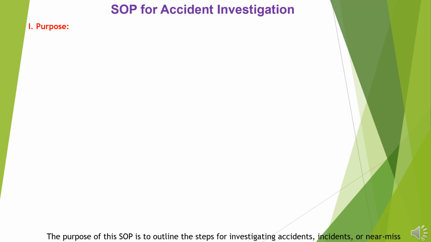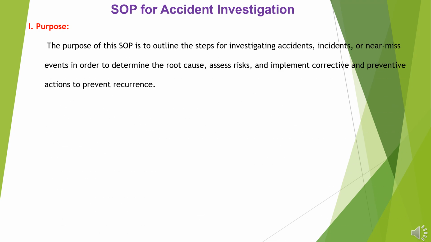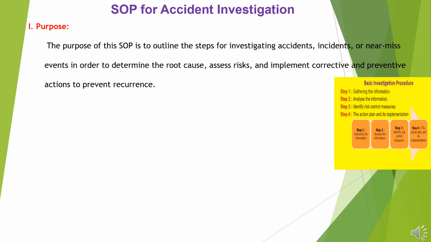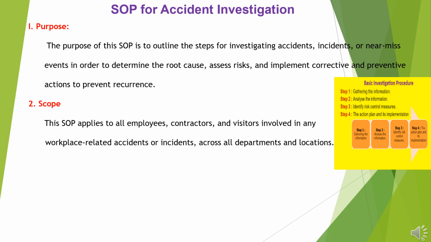1. Purpose. The purpose of this SOP is to outline the steps for investigating accidents, incidents, or near-miss events in order to determine the root cause, assess risks, and implement corrective and preventive actions to prevent recurrence. 2. Scope. This SOP applies to all employees, contractors, and visitors involved in any workplace-related accidents or incidents across all departments and locations.